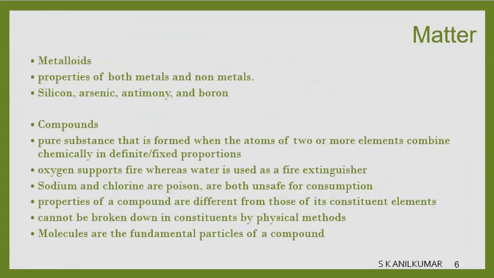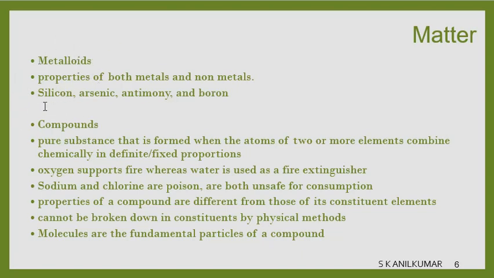Okay. So then, other than metals and non-metals, we have metalloid. Metalloids have the properties of both metals and non-metals, or some property of metal and some property of non-metal will be displayed by that substance. Example: silicon, arsenic, antimony, and boron. Silicon we get from the soil. Iron also we get from soil. Gold also we get from soil. But iron and gold have a metallic property. Silicon has some metallic and some non-metallic property.